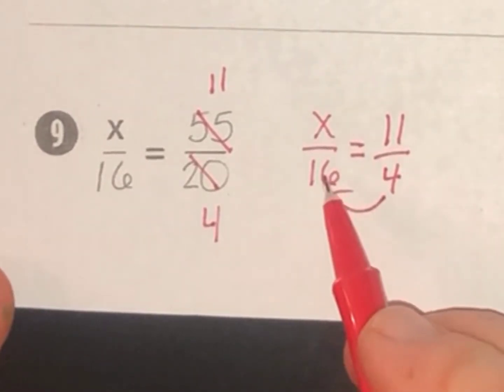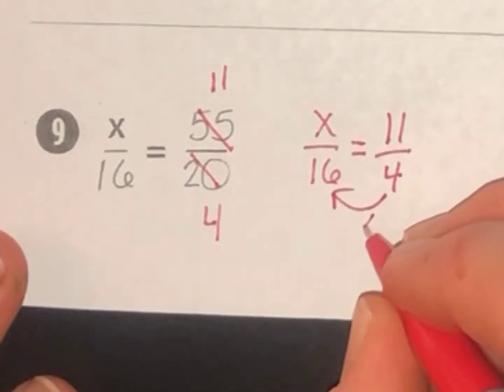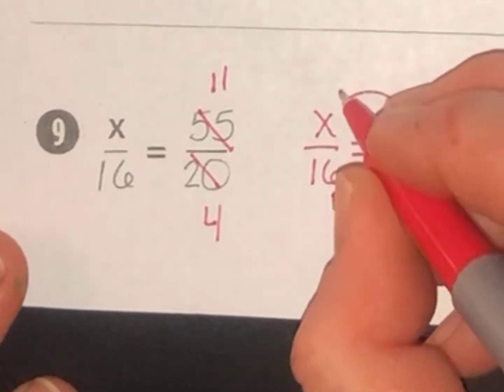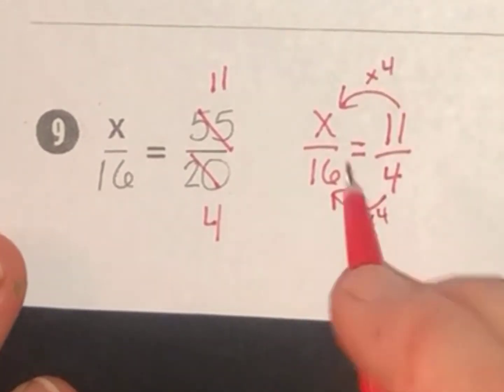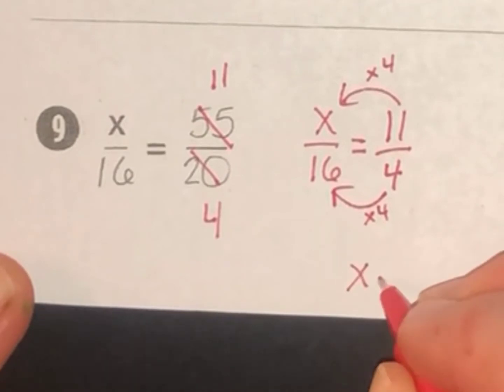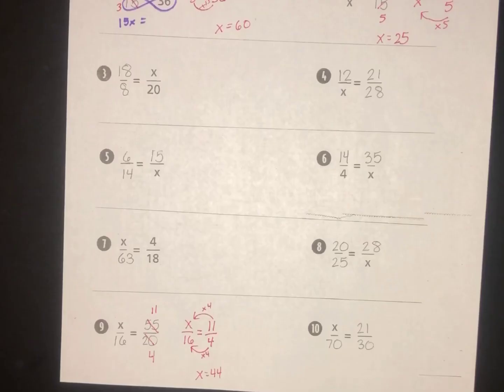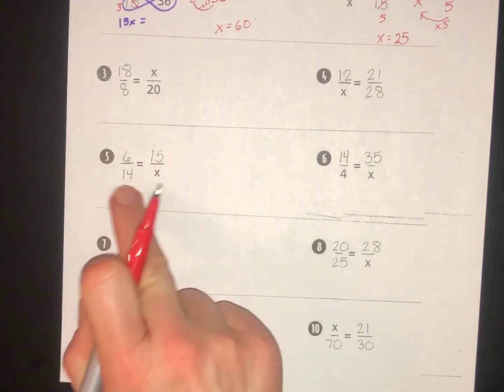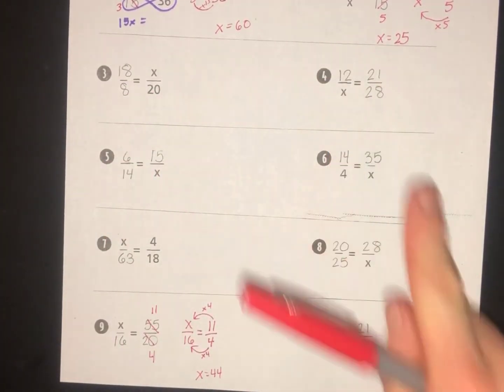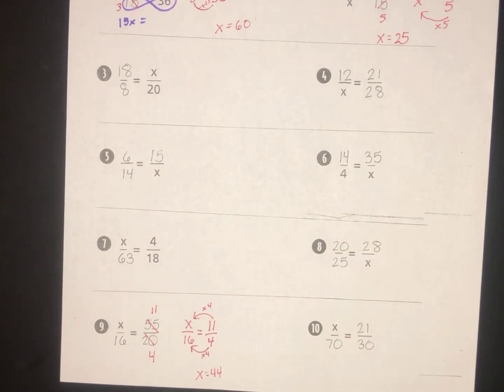4 times what is 16? 4. So that's times 4. 11 times 4 is 44. x equals 44. You can solve the rest that way. I suggest that you take advantage of the fact that every one of these whole fractions can be reduced, and rewrite your new proportions with the smaller numbers, and they'll be really easy to solve, every one of these.